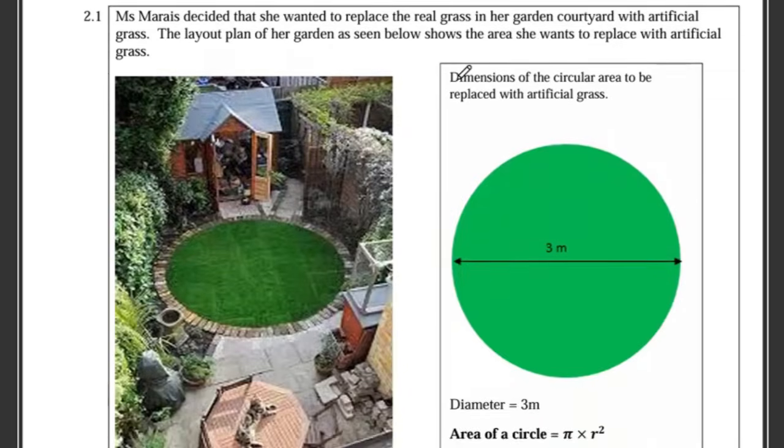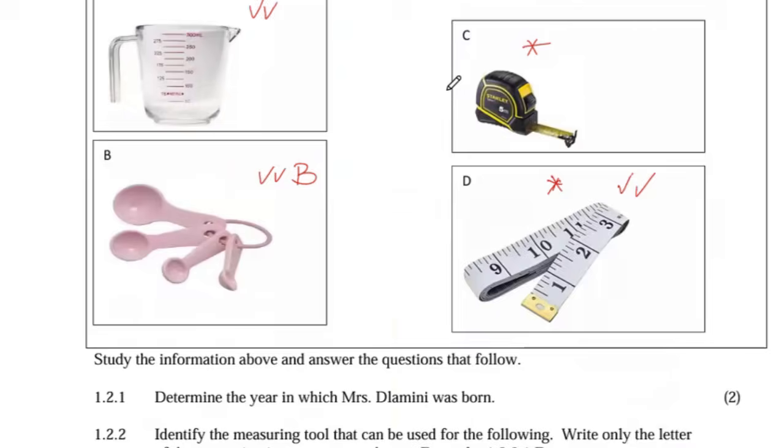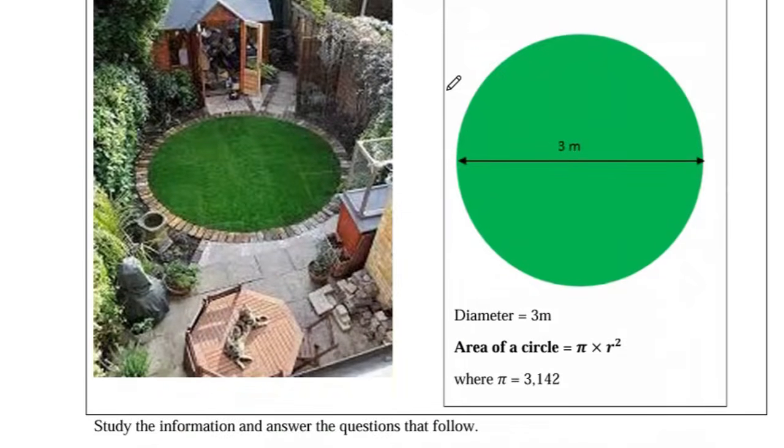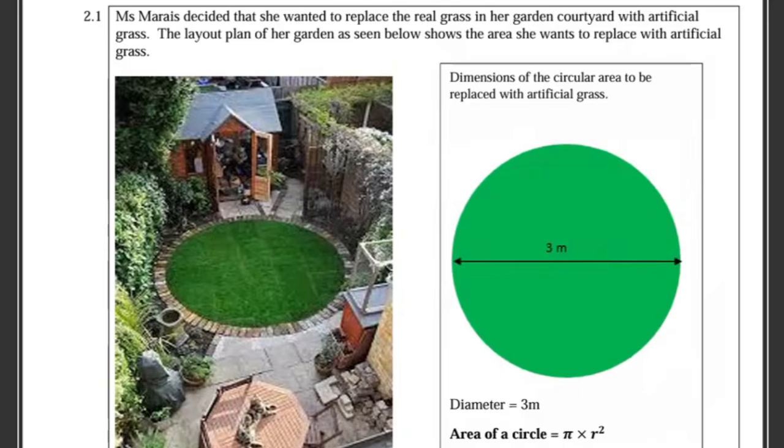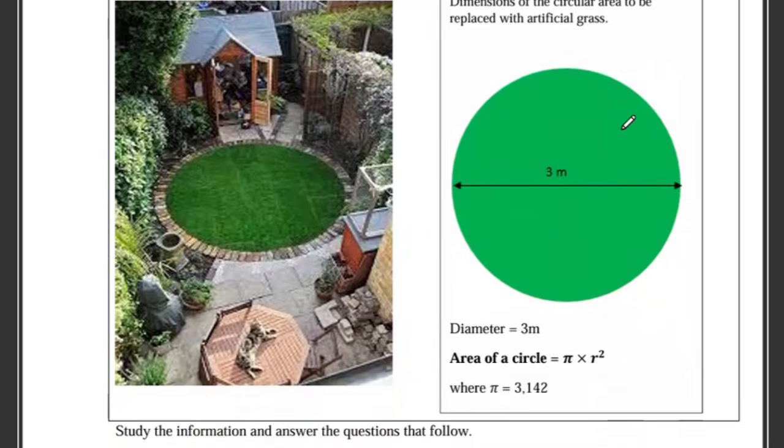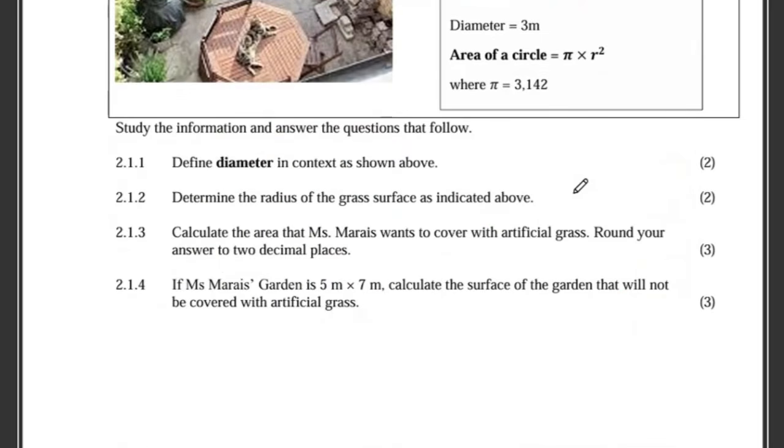Let's look at question number 2. This is what we're going to use. It says, Mrs. Morris decided that she wanted to replace the real grass in her garden courtyard with artificial grass. The layout plan of her garden, as seen below, shows the area she wants to replace with artificial grass. The dimensions of the circular area to be replaced with artificial grass. So it's a circular area, so it takes a circle.